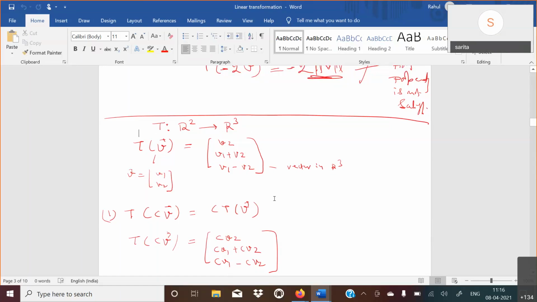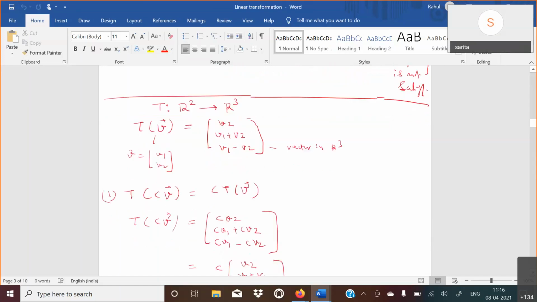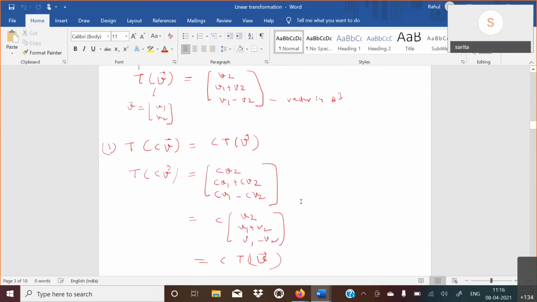So we have to see the first property. The first property says T(cV) should be equal to cT(V). This is a simple example; I'll take more examples. So if I take T(cV), what is it? First you have to see what cV is. cV is (cV1, cV2). Then T(cV) is (cV2, cV1 + cV2, cV1 - cV2). C can be written outside, therefore this becomes cT(V). Therefore T(cV) is equal to cT(V), and the first property is satisfied.